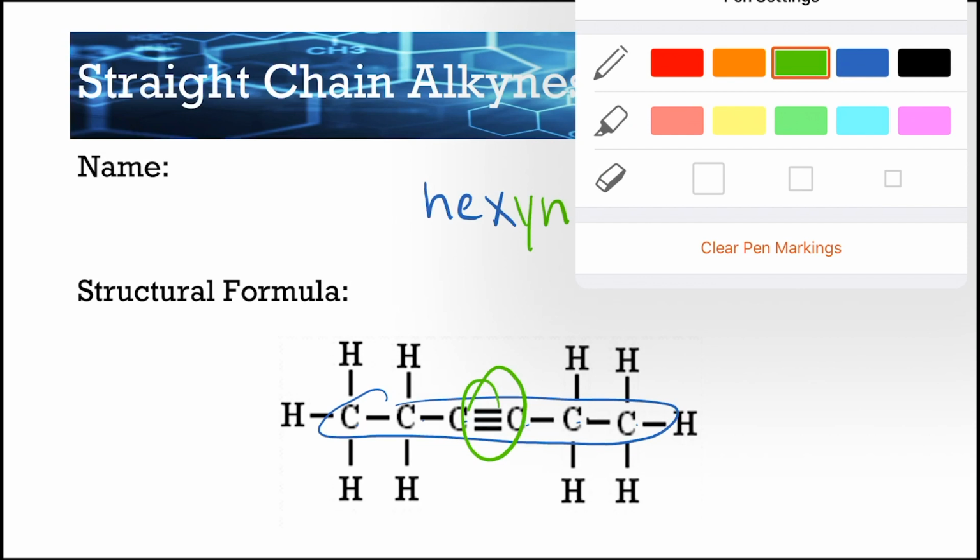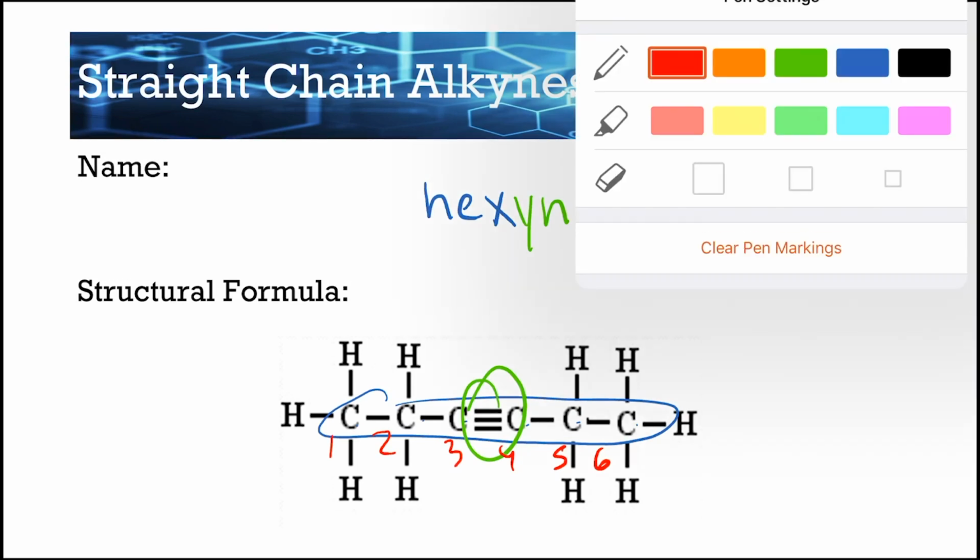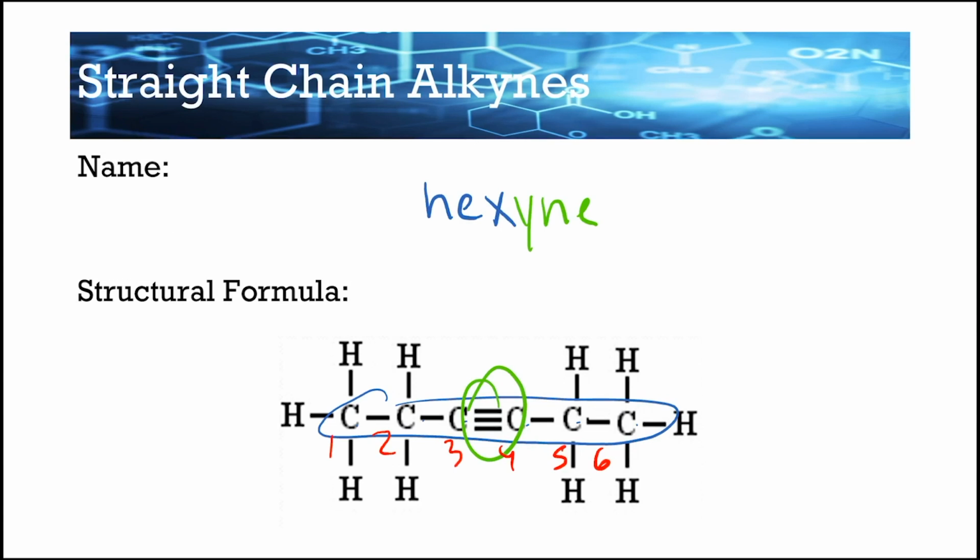triple bond starts. So if we label it in red, left to right, 1, 2, 3, 4, 5, 6, we can see that the triple bond starts on carbon 3. But if we label it in orange, the opposite way, 1, 2, 3, 4, 5, 6, it also starts on carbon number 3. So here it doesn't matter which way you start labeling it, but it's always good practice to get in the habit of looking both ways. So we can say 3-hexyne. Again, hex because there's 6 carbons. Yne because there's a triple bond somewhere, and then where does that triple bond start? The answer is carbon number 3.